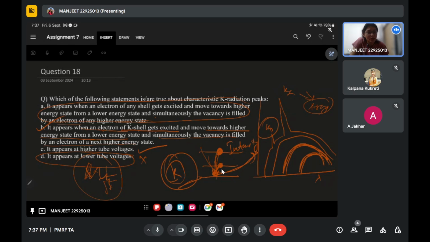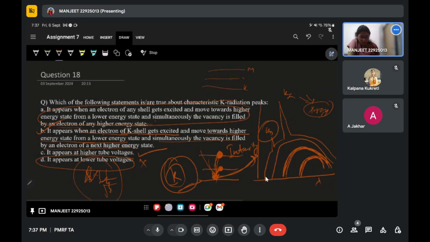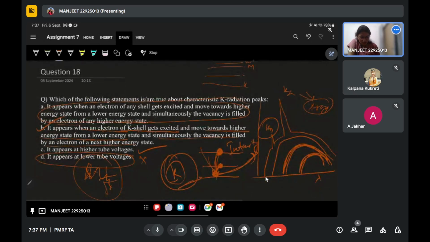But if I talk about the L shell, let's say this is K, L, M, and this is N. If my electron is coming from here to here, where the vacancy is created, then it will be L alpha. And if my electron is coming from here to here, then the radiation emitted will be L beta, and similarly L gamma, and so on.